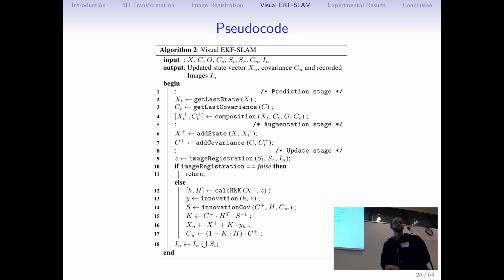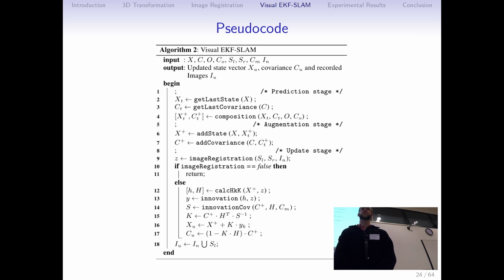We have now covered all important steps of the update stage. All following stages are just standard application of the extended Kalman filtering, and I will skip them at this point, and I will refer to the paper.